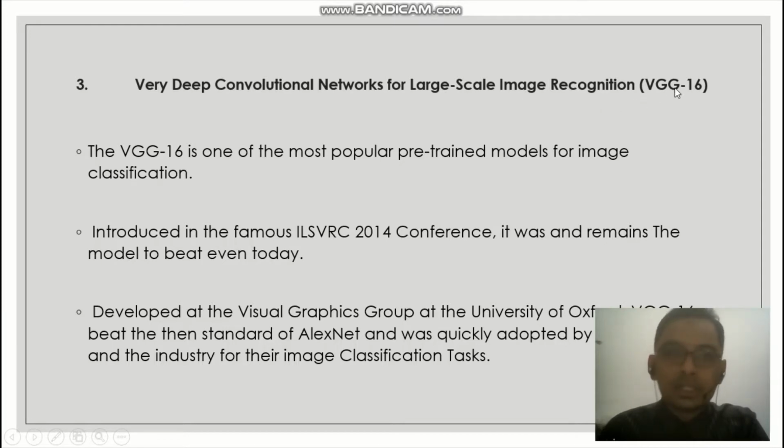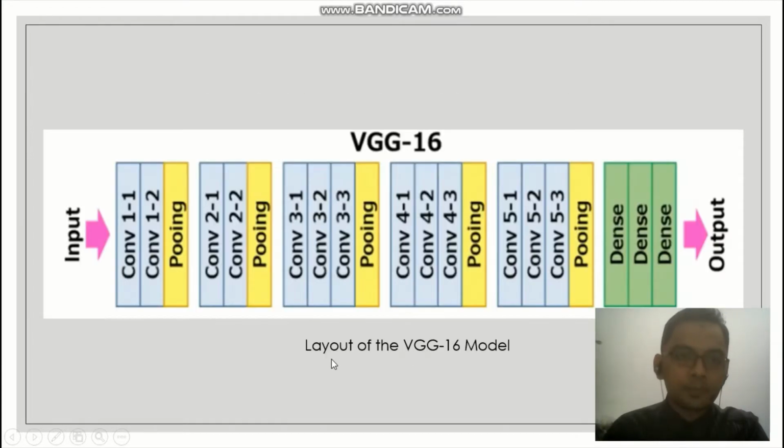The third method is Very Deep Convolutional Networks for Large-Scale Image Recognition, or we call it VGG16. VGG16 is one of the most popular pre-trained models for image classification. Introduced in the famous ILSVRC 2014 conference, it was and remains the model to beat even today. Developed at the Visual Geometry Group at the University of Oxford, VGG16 beat the then standard AlexNet and was quickly adopted by researchers and the industry for their image classification tasks.